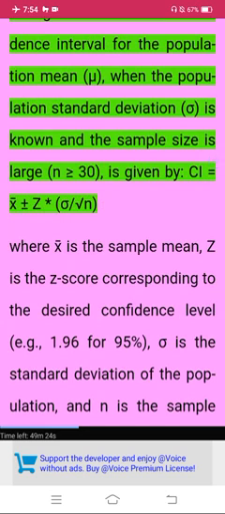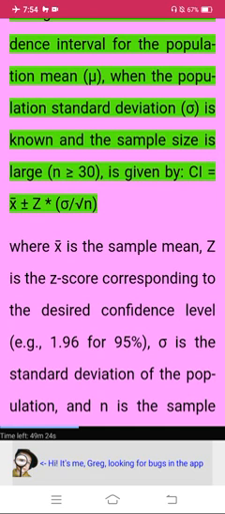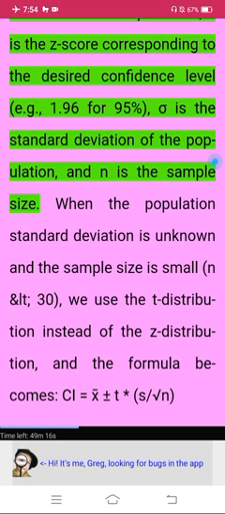The general form of a confidence interval for the population mean mu, when the population standard deviation sigma is known and the sample size is large, n greater than or equal to 30, is given by CI equals x-bar plus or minus z times sigma over square root n, where x-bar is the sample mean, z is the z-score corresponding to the desired confidence level, e.g., 1.96 for 95%, sigma is the standard deviation of the population, and n is the sample size.